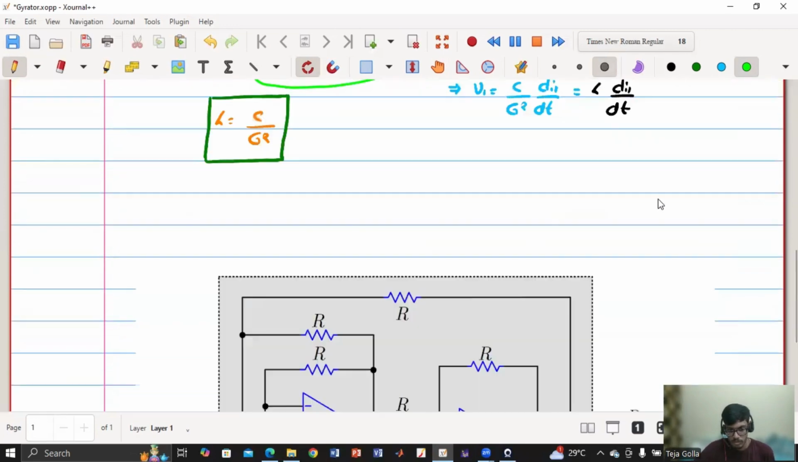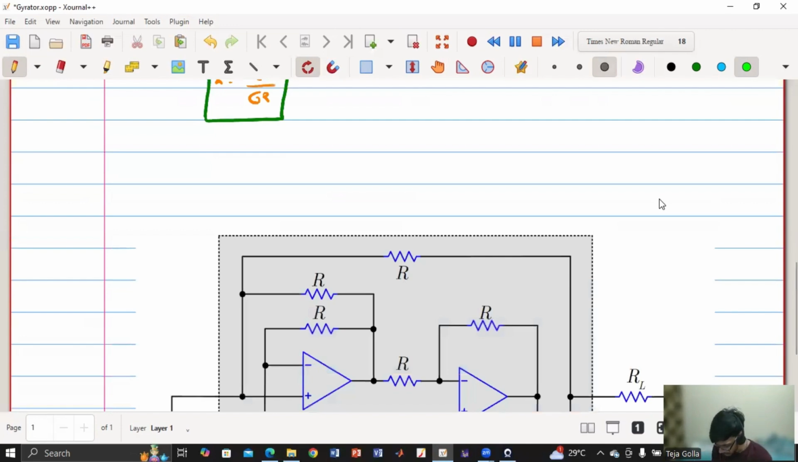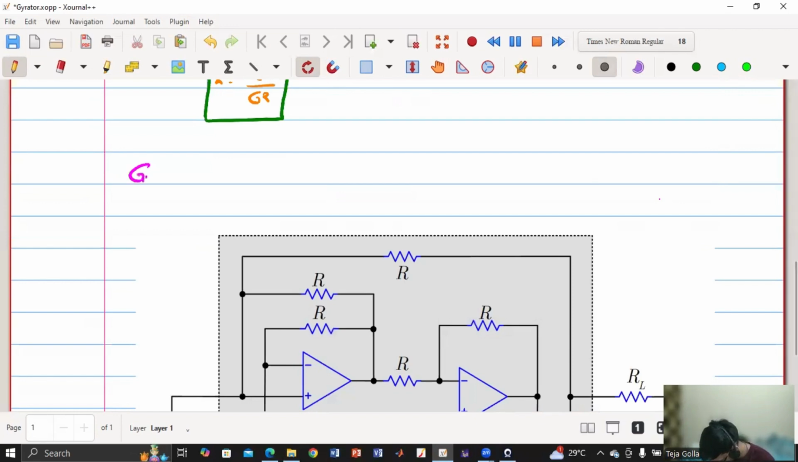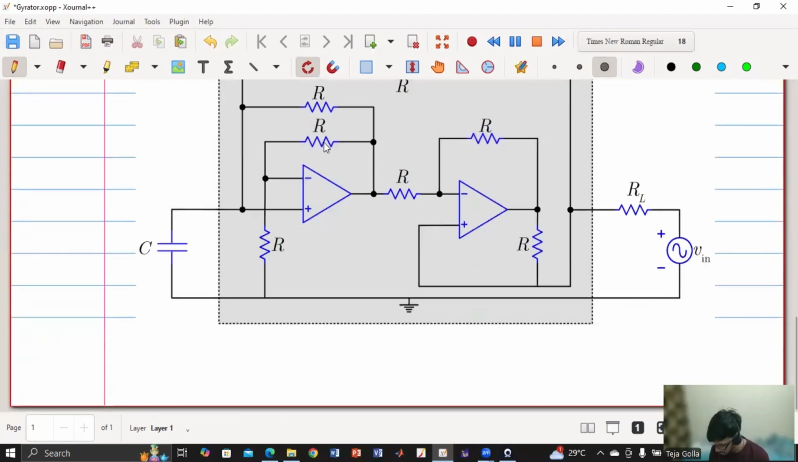Okay, so please pay attention and see how we are getting the relationship. So now we are going into the details of the gyrator circuit. So this entire box is the gyrator circuit.